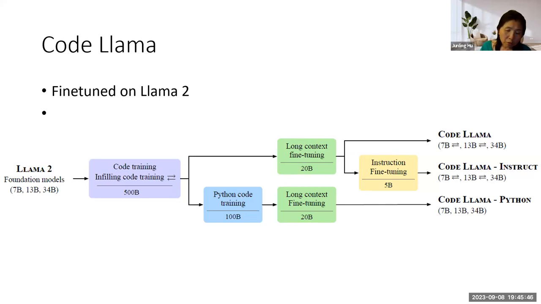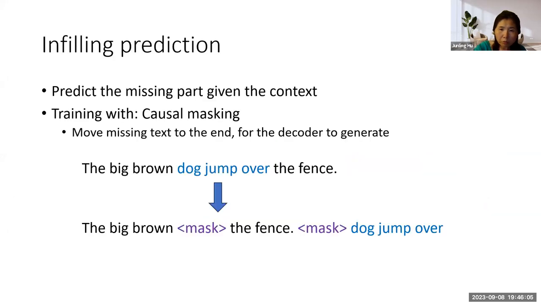So they first ask Llama 2 to generate a bunch of instructions for certain problems. Then they train Code Llama to get the best solution. So that's called instruction fine tuning. All right, so I think I covered all three models.